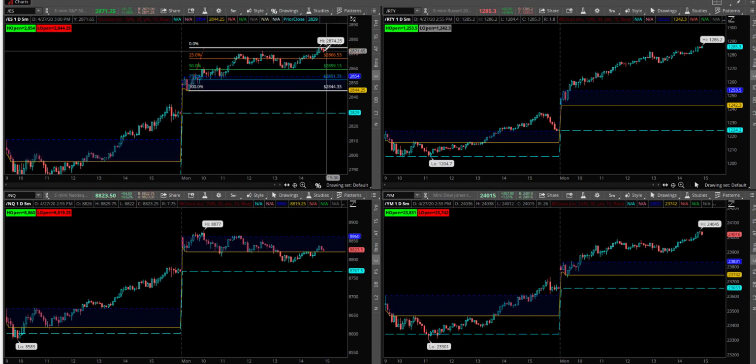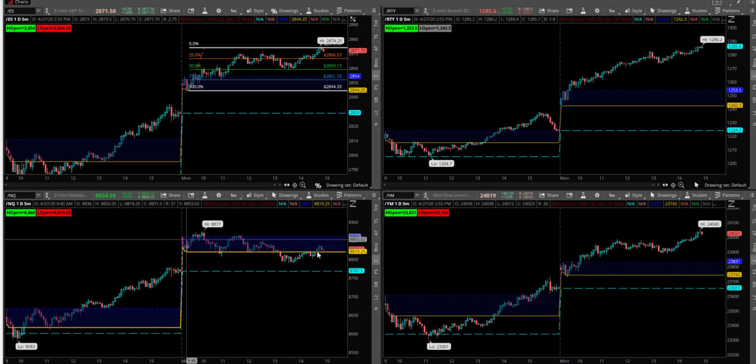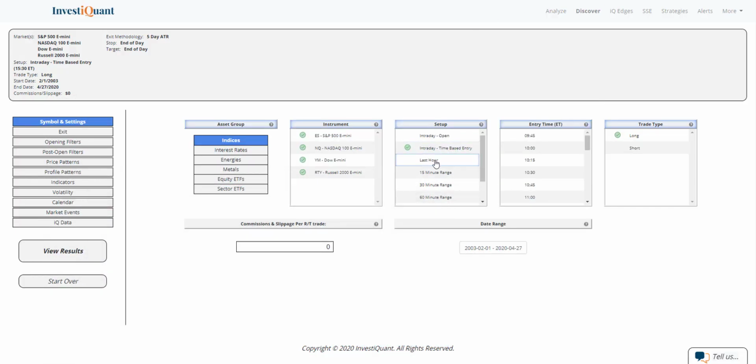So I'm going to go ahead and look at this pattern in Discover. I'm going to run it in all four instruments. It looks like it's probably true for the Russell and the YM. Not going to be true for the NASDAQ. You can see NASDAQ actually opened closer to its highs and has just kind of gone sideways all day. So it won't be applicable to that, but I'm going to go ahead and use that as well.